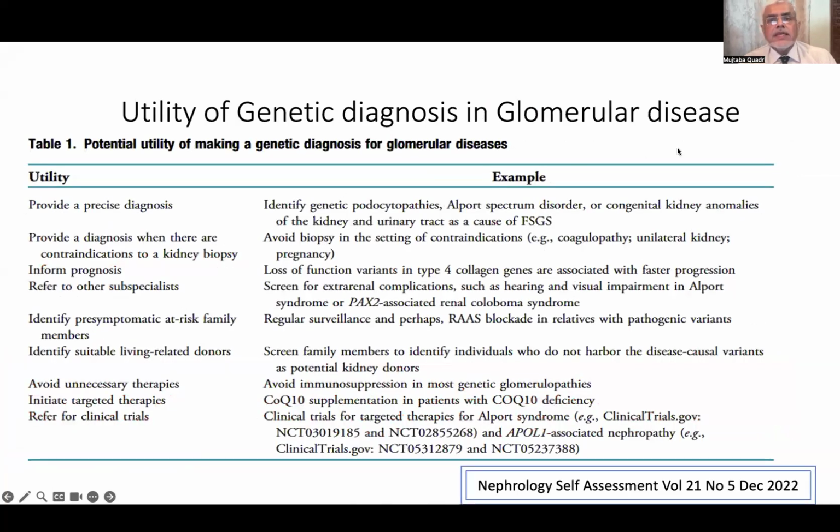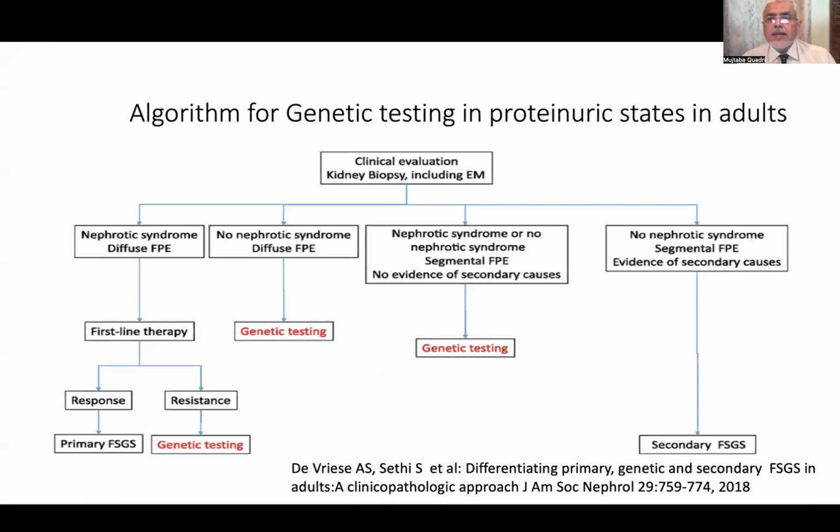So genetic testing in glomerular disease can be very useful for genetic podocytopathies, to avoid a biopsy when there are contraindications, to inform prognosis, and to screen for extrarenal complications. For example, if you have hearing and visual impairment, of course, for Alport's, then you would send the patients to the appropriate specialist, and to identify others at risk in the family, and to identify suitable family donors and avoid unnecessary immunosuppression in these glomerulopathies, but also be able to refer them for specific clinical trials.